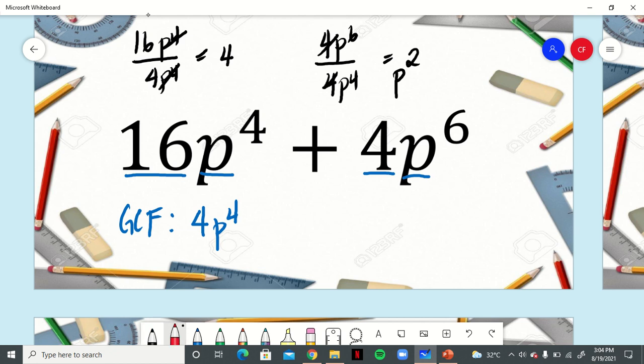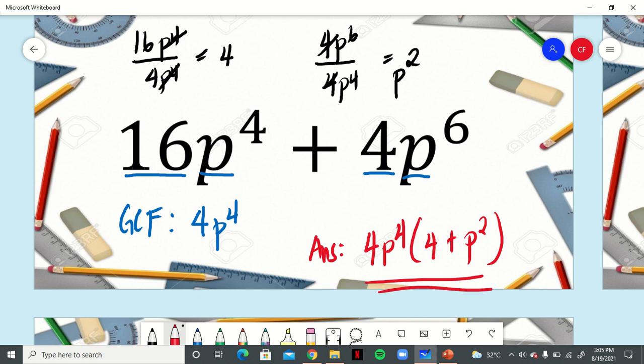Okay? So for the final answer, again, kopyahin po natin yung GCF. So bali 4 p raised to 4 times the quantity of 4 plus p squared. Okay? Ito na po yung final answer. Okay? Ganun lang kasimple. Next problem.